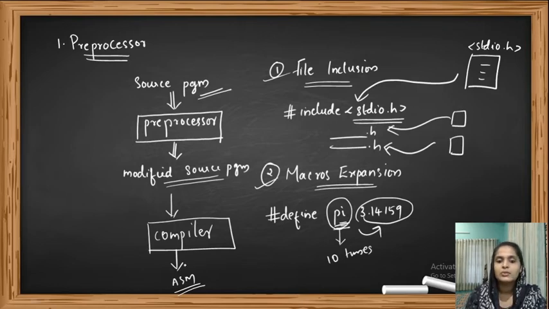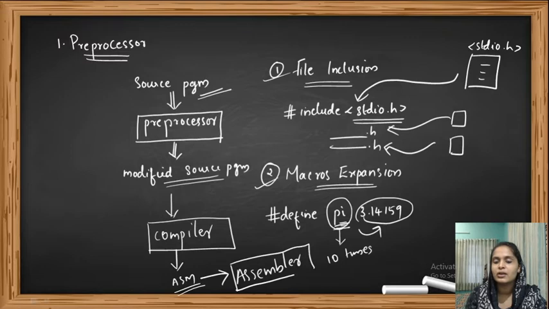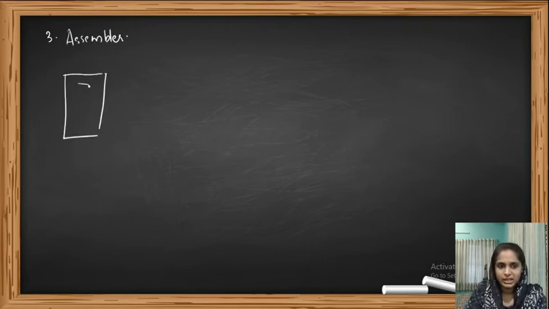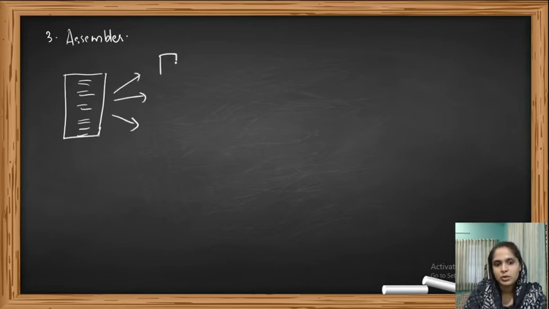Now the third step is that we will give this assembly code to the assembler, and the assembler will produce a relocatable machine code as output. So the third step is assembler. Here suppose that our source program was a very large program, and after pre-processing we obtained the modified source program. For compilation, we will divide this large program into smaller programs or smaller modules, and then we will compile each of these modules separately.